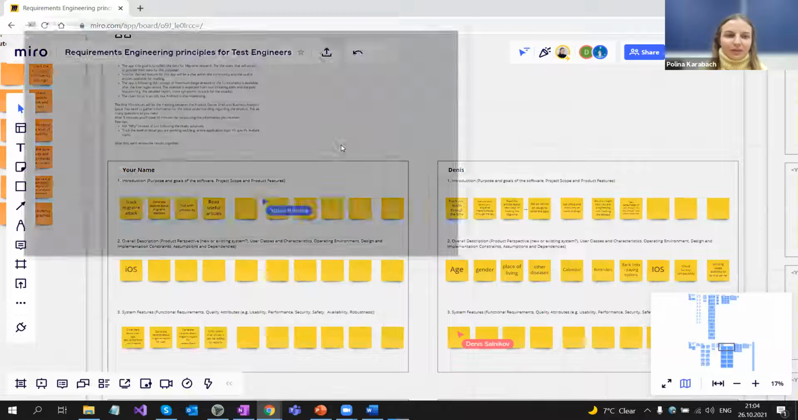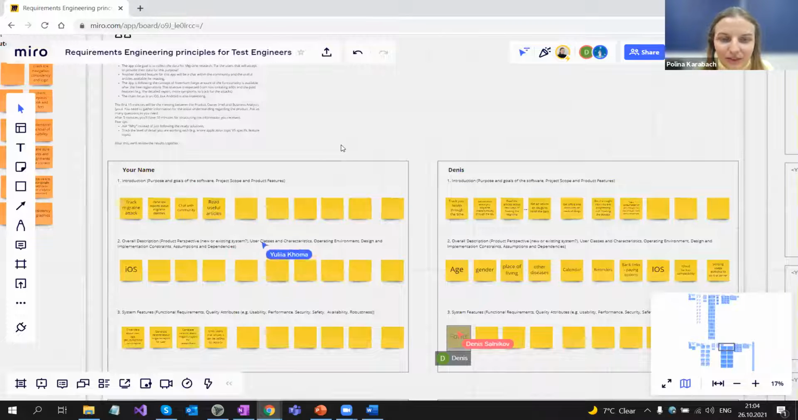All right, maybe take 1 minute to finalize your current cards and let's review them together and discuss.